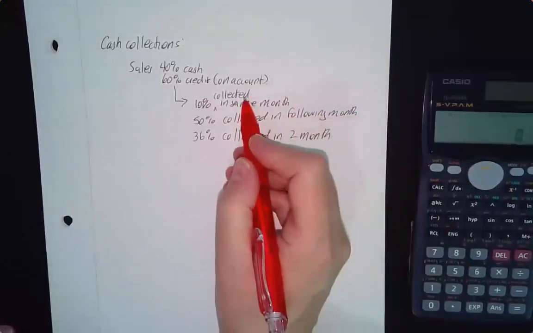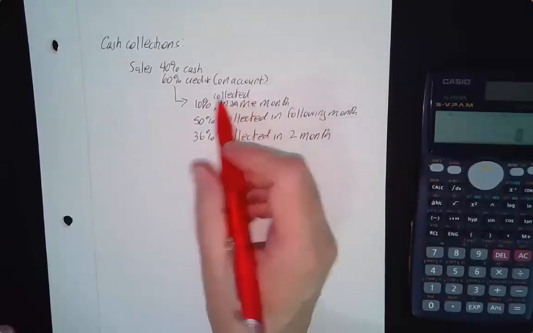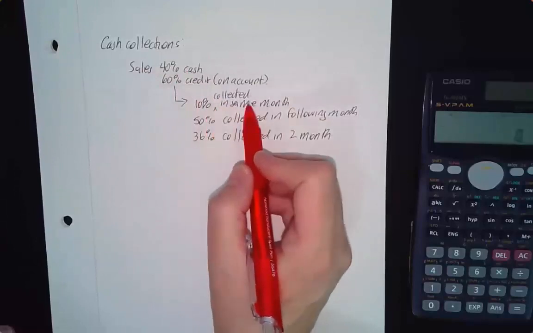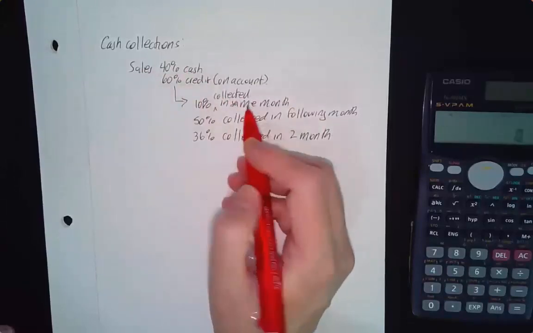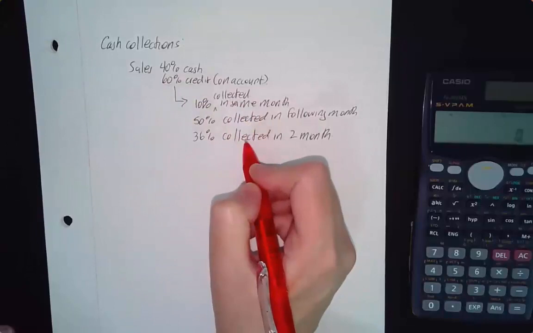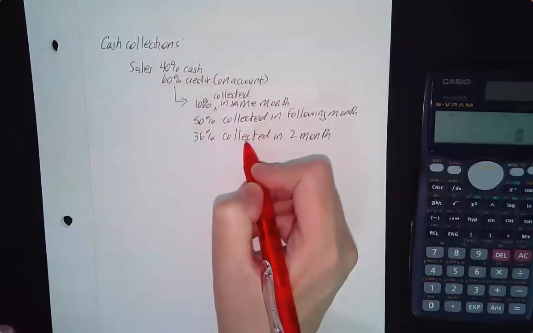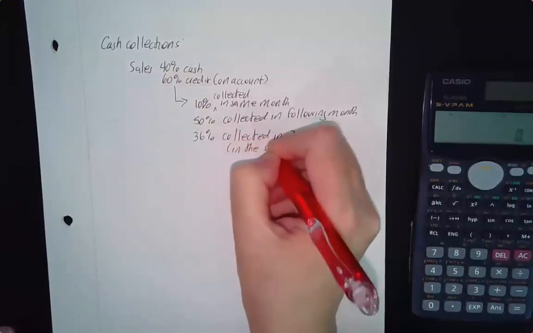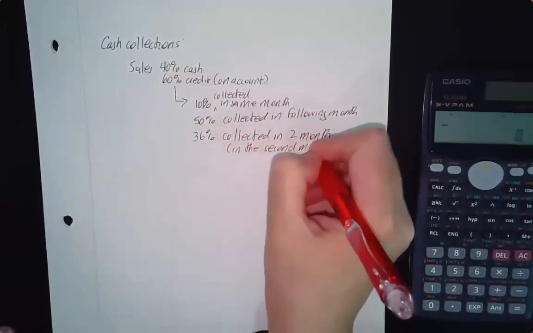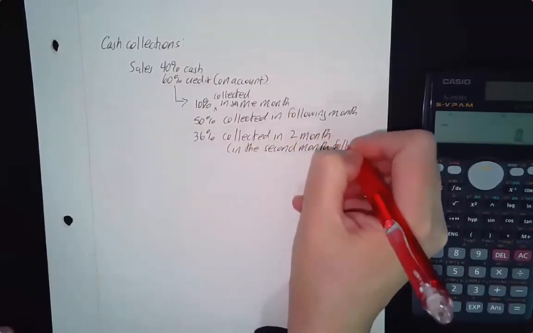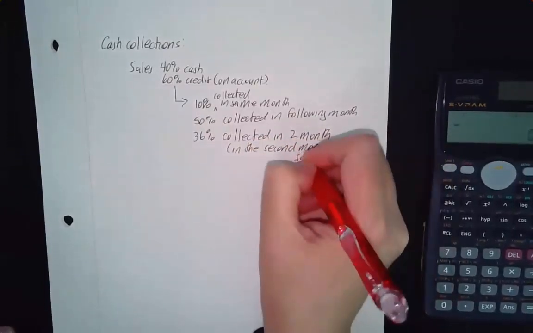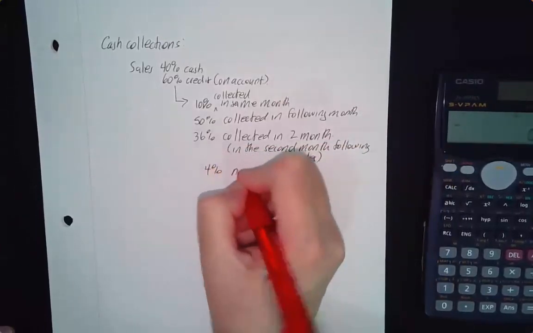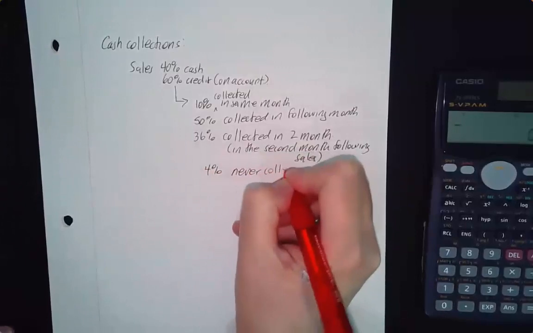So if this is January, this is sold in January. Sold in January, 40% immediately collected from the 60% in January. This is in February, this is in March. Often they say in the second month following sales. And then 4% are never collected.